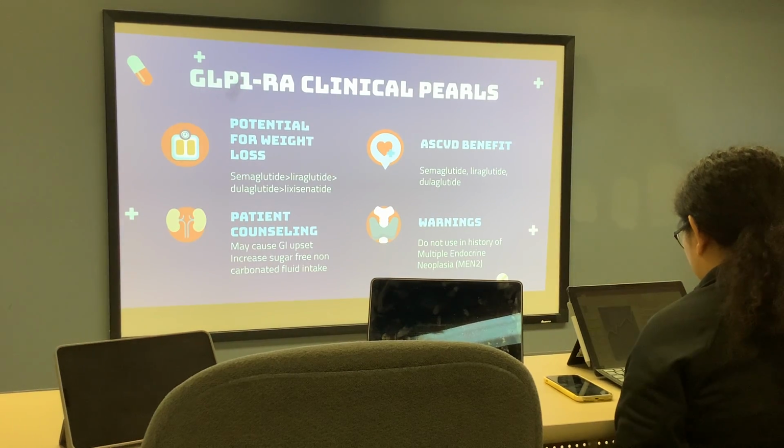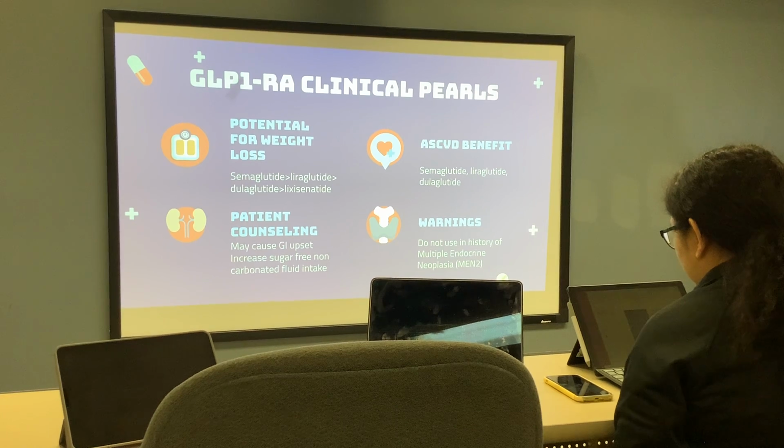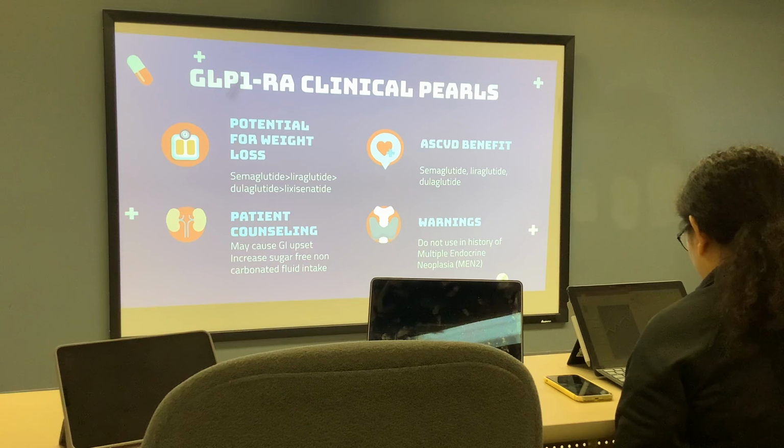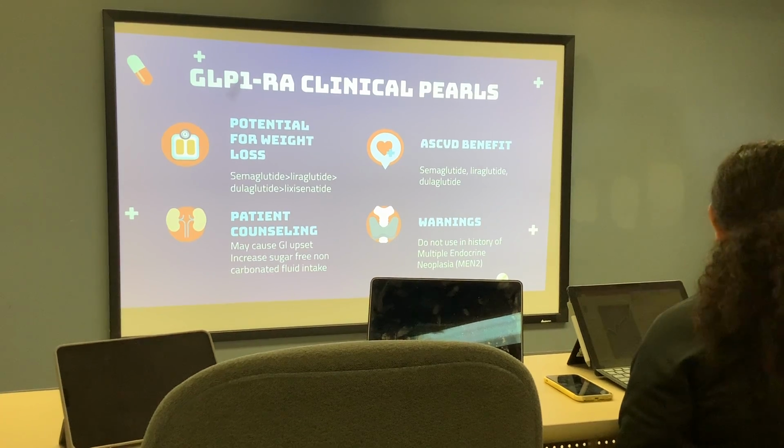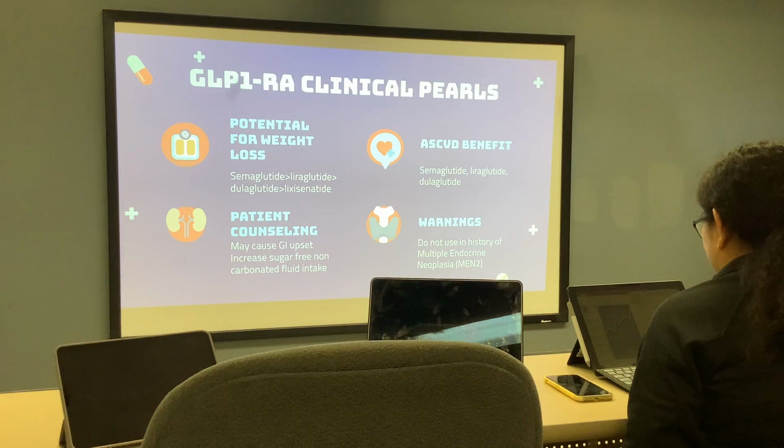And then some clinical pearls for GLP-1RAs. High potential for weight loss. So if you have a type 2 diabetic initially getting started, and they need weight loss, GLP-1RAs are a great option. And then also, these may cause GI upset due to the slow digesting time that they cause. And tell your patient to increase sugar-free, non-carbonated fluid intake, so water, and that's to help to protect their kidneys.